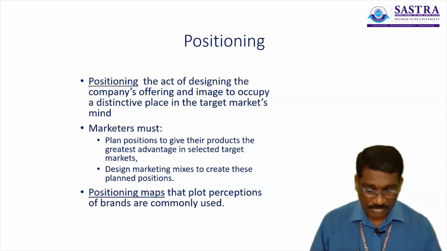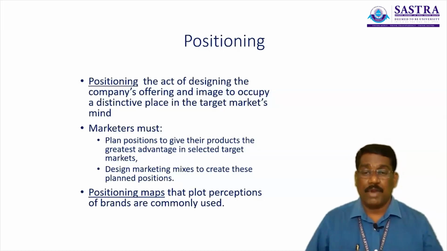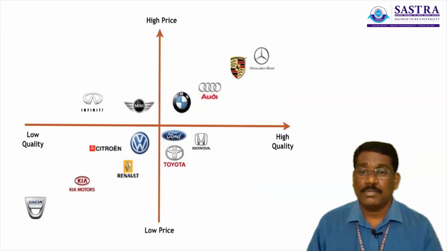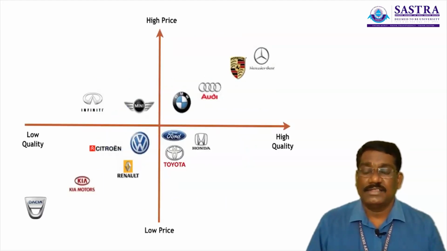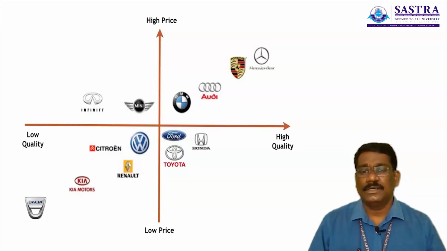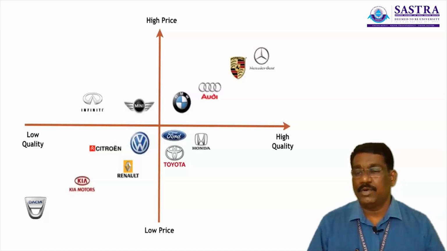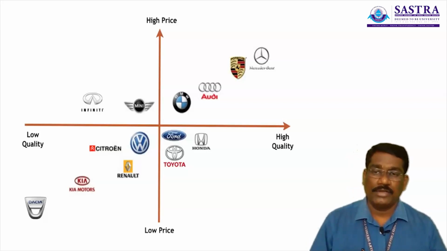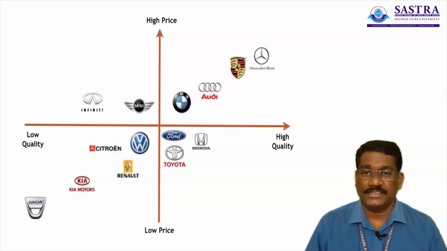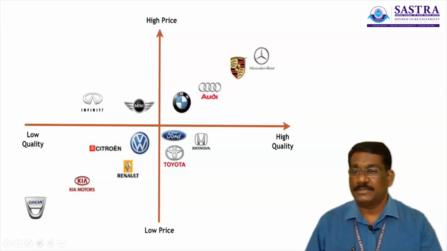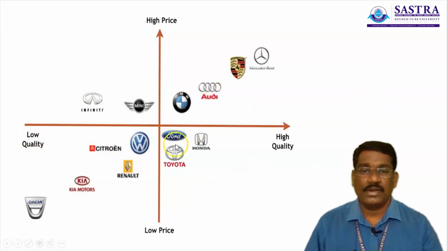So, as I was mentioning about the positioning map, it plots the perception of brands that are commonly used. I can see this is the high price, high quality, low price axes. You can see there are two variables here: quality and price, with high and low on each.